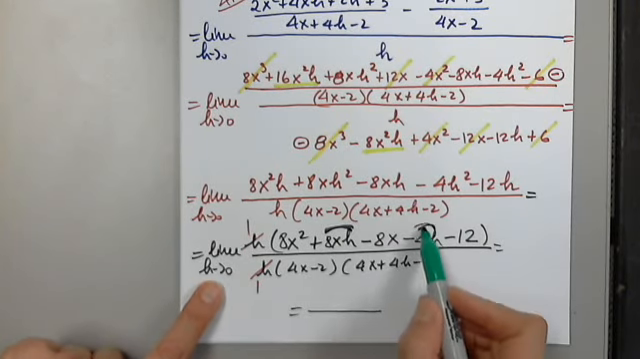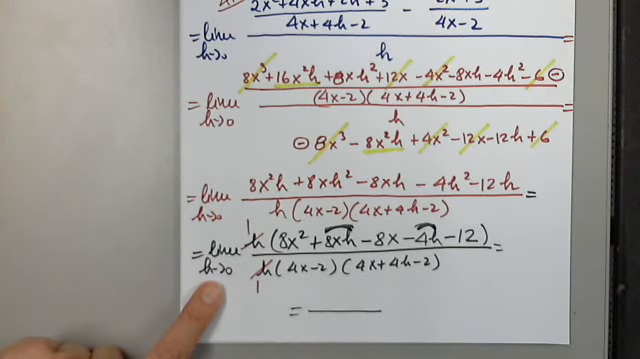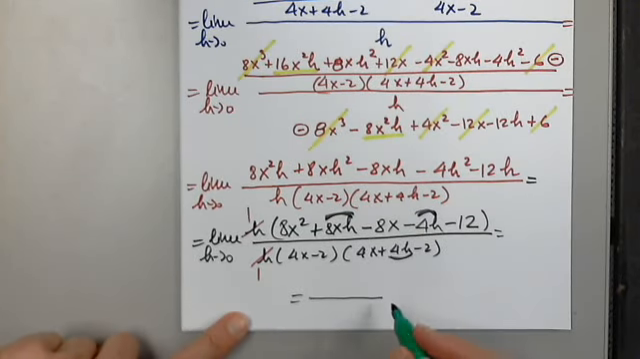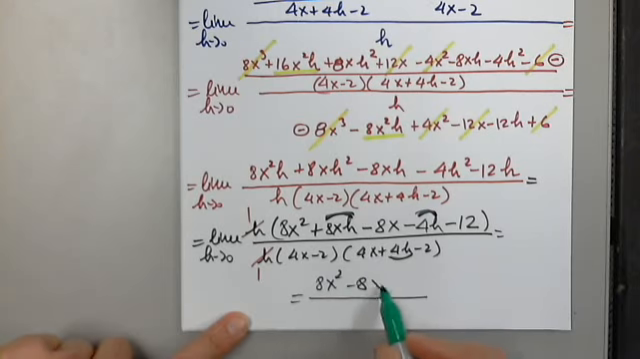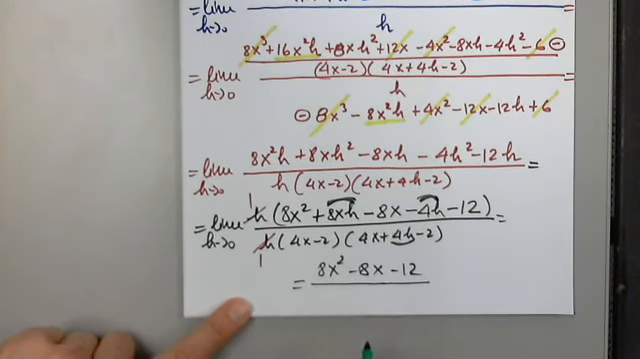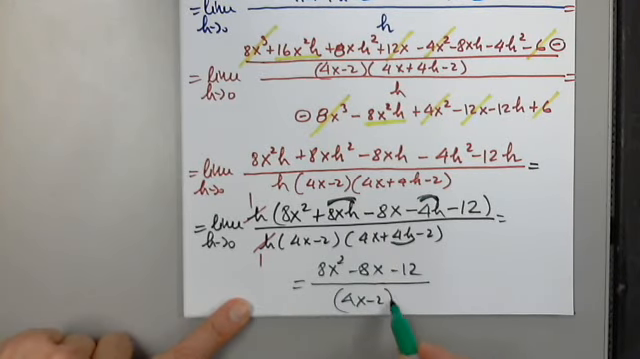Awesome. Where does this go? Good, because h approaches 0. And where does this go? Good. So please tell me what is left at the top. 8x squared minus 8x minus 12, and the denominator, minus 2x squared. That's it. This is the derivative function of the function we created.